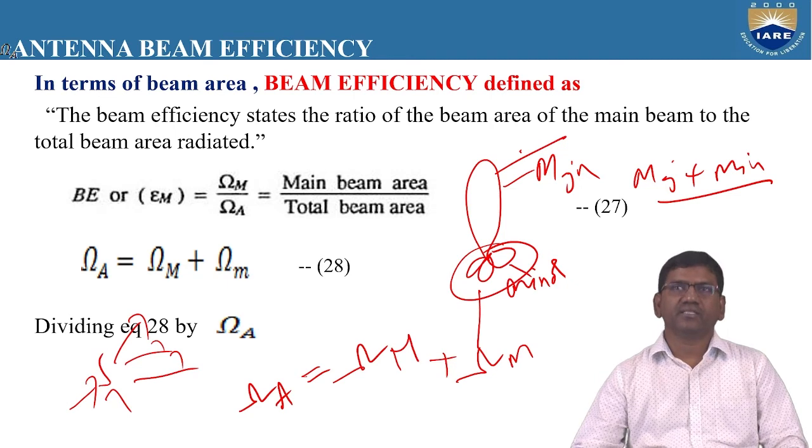And at the same time, the beam efficiency can be defined as the ratio of the major beam area to the total beam area, where the total beam area is denoted by equation 28. That is omega A is equal to omega M plus omega m.